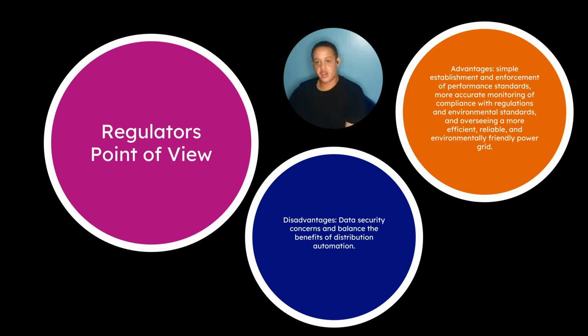On the other hand, regulators must balance the benefits of distribution automation with the risk of utilities passing the cost of this investment to customers through their rate increases. Ensuring that utilities adhere to performance standards and regulatory requirements can be challenging. Regulators also need to address the privacy and data security concerns associated with smart meters and consumer data.